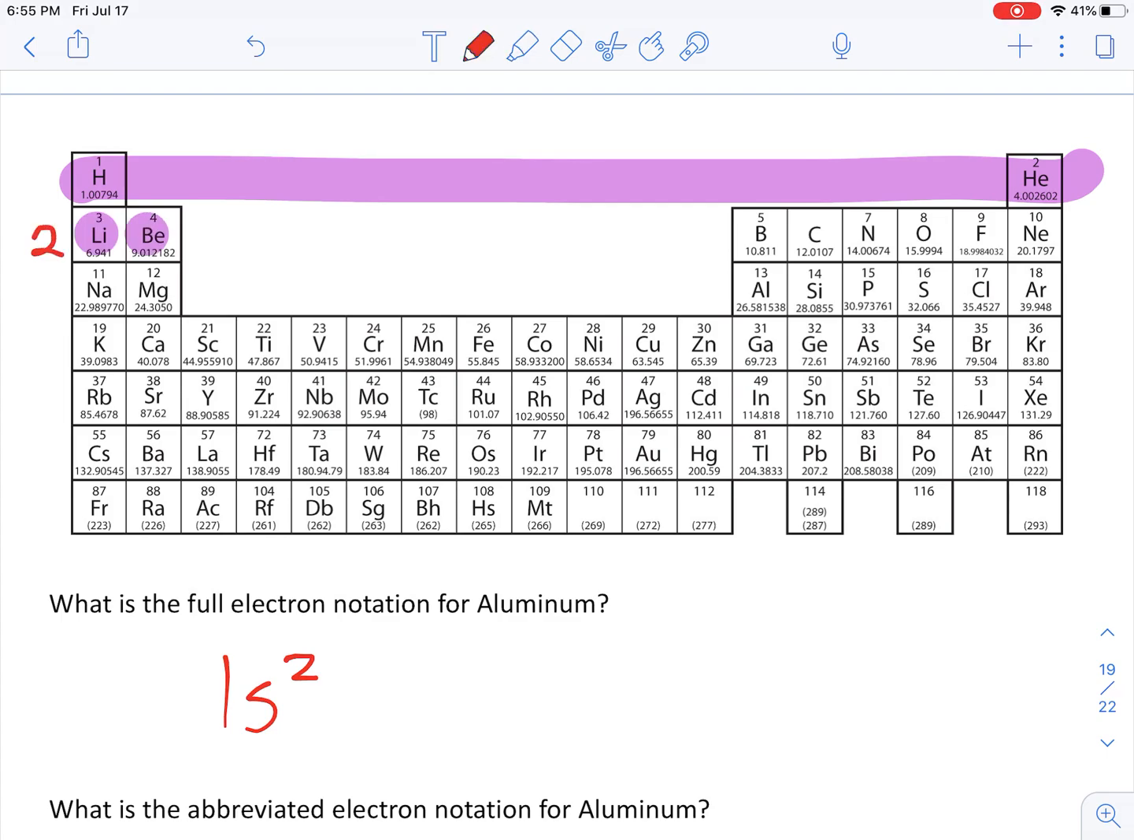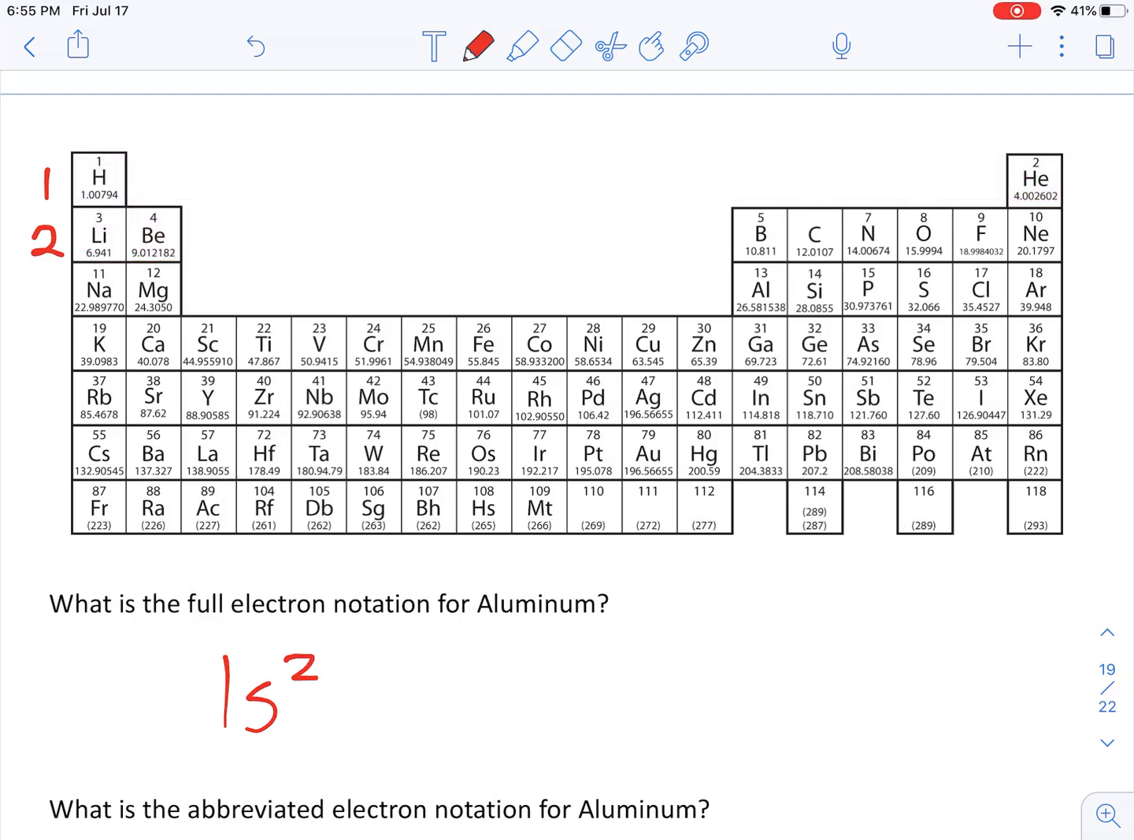That's numbers 1 and 2. Then we have numbers 3 and 4. These guys over here. Remember, they are in the second row. That's the first row. These guys here are in the second row. They are in the S subshell because, again, everything in this area is the S subshell. And there are 2 of them there. So this is going to be second row, S subshell, 2 electrons.